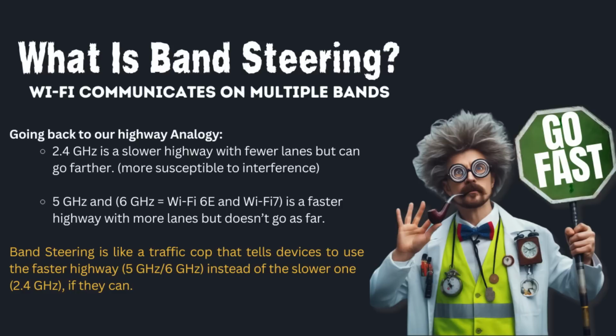So what band steering is basically, it acts like a traffic cop, and it basically says to your device, why don't you try using the faster highway, right? Use 5 gigahertz or 6 gigahertz instead of the slower 2.4 if you can. So it's going to make that suggestion to your device in hopes that your device will take the hint and start using the faster channel. All right, so let's think about this here for a second, right? So you have this setting that makes a suggestion to the device to use faster frequencies in the house and therefore have better, faster speeds.